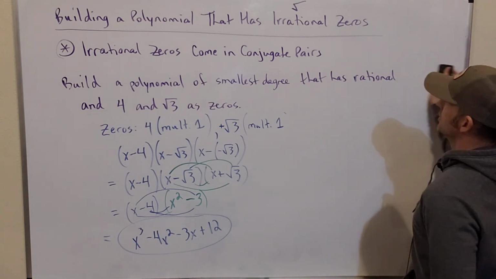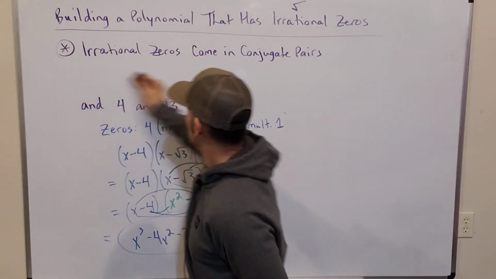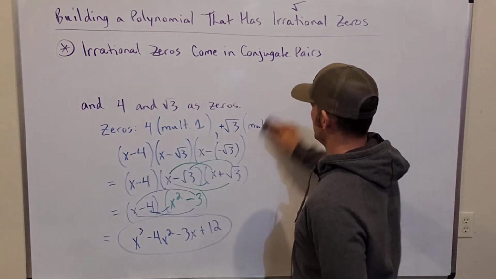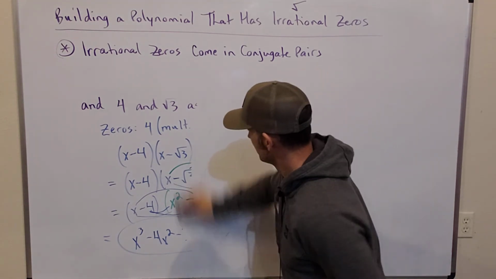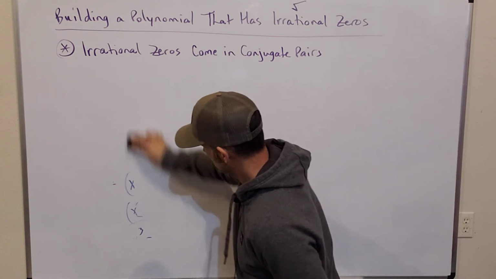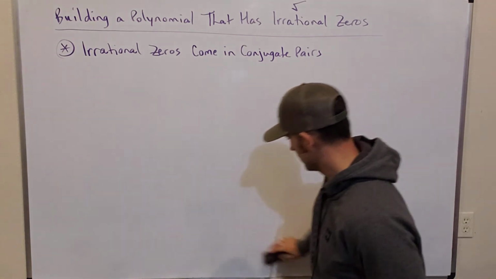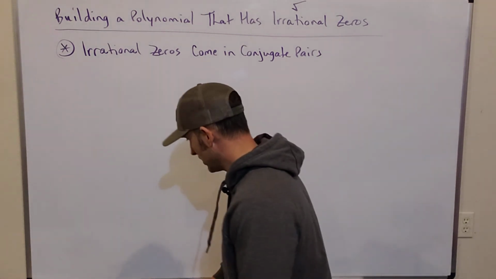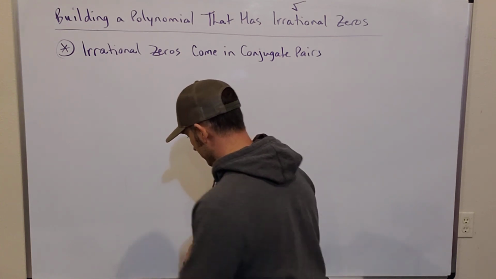Let's do another one. Again, the emphasis here is that irrational zeros come in conjugate pairs if you have to have rational coefficients. Okay. All right, so let's look at our next example.